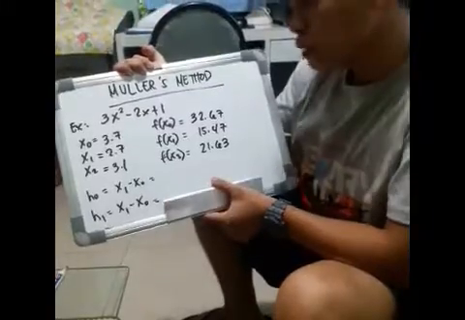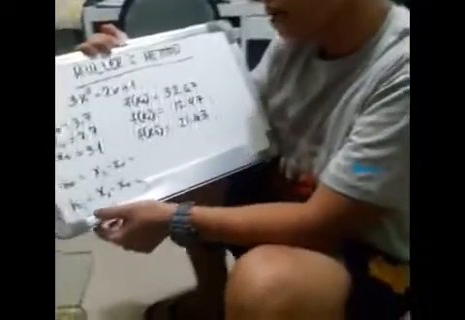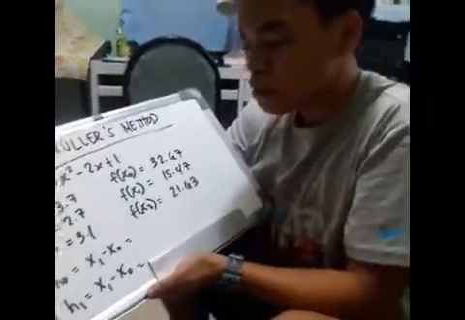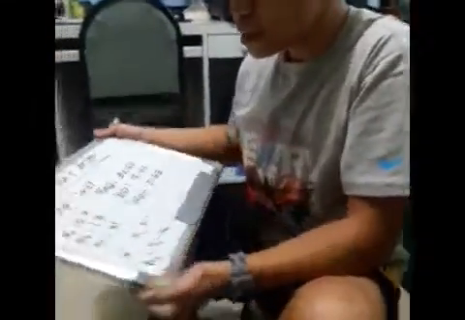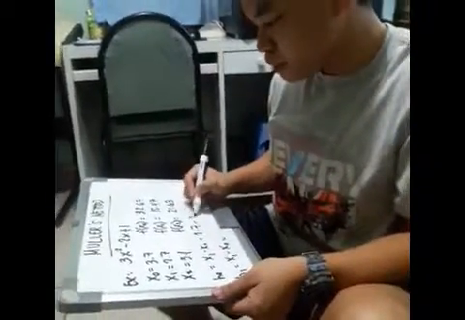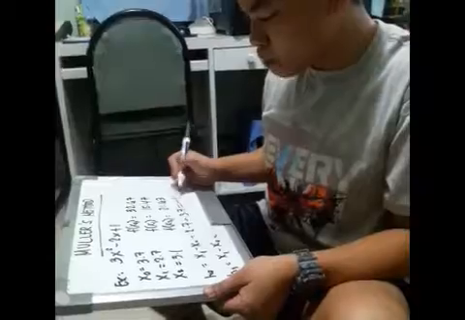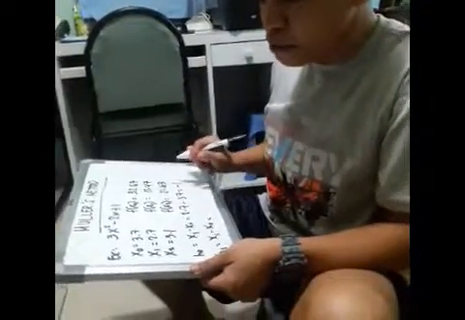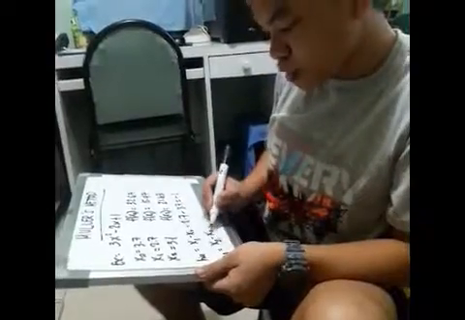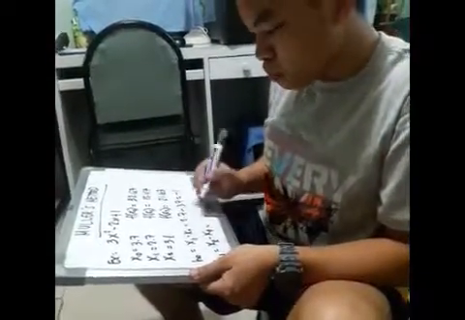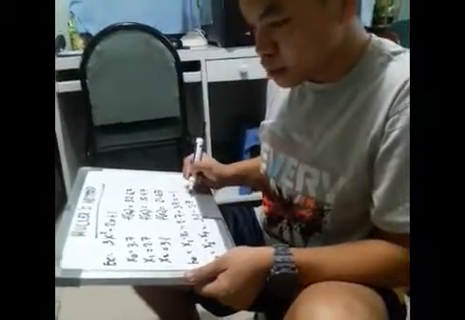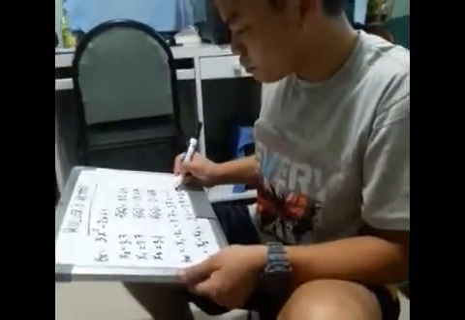And for the formulas, h sub 0 is equal to x1 minus x sub 0. Our x1 here is 2.7 minus x sub 0, which is 3.7, so it is equal to negative 1. And for h1, x sub 2 minus x sub 1, so 3.1 minus 2.7, it is equal to 0.4.